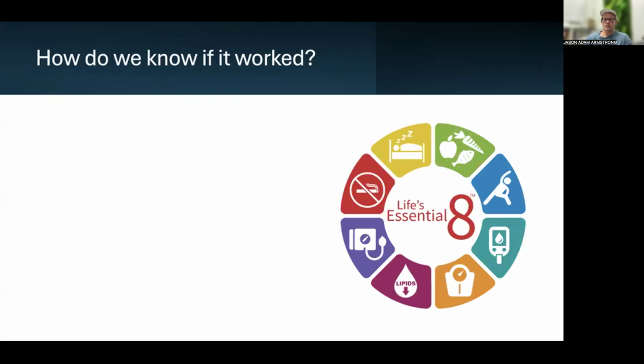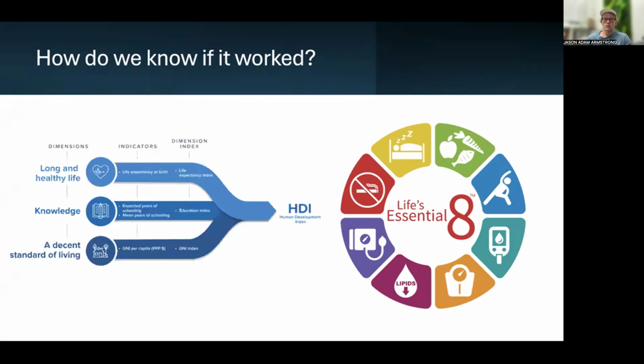Again, I have these listed in your slide notes, but really briefly, the Life's Essential 8 is produced by the American Heart Association, and it includes things like diet, physical activity, nicotine exposure, sleep health, body mass index, blood lipids, blood glucose, and blood pressure. Those are things that we might measure on an individual level to see if an intervention worked.